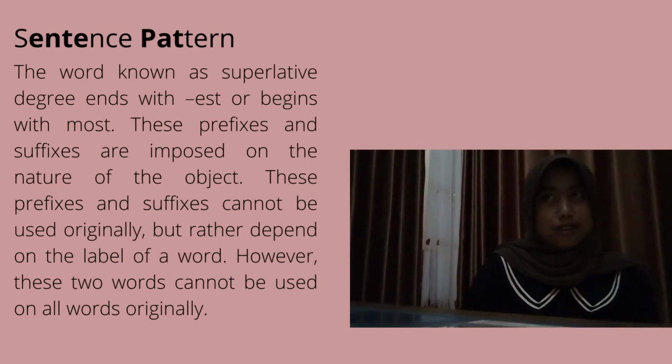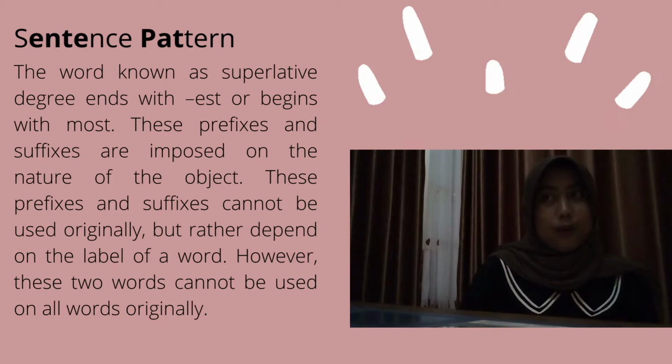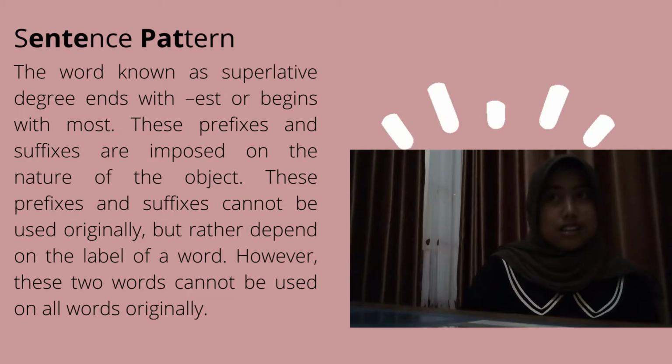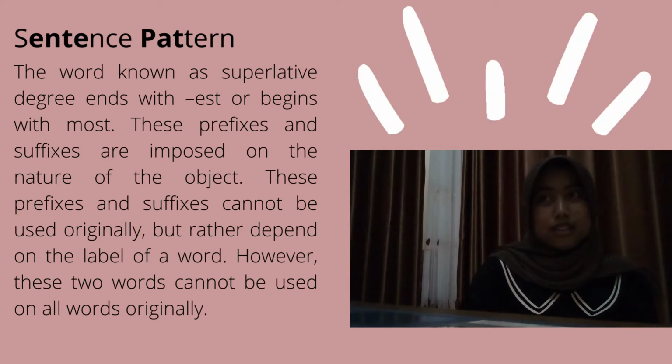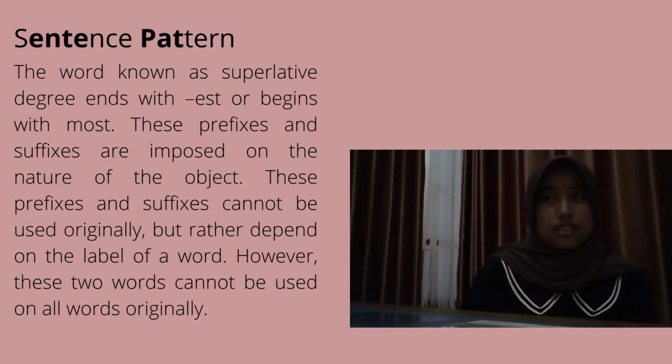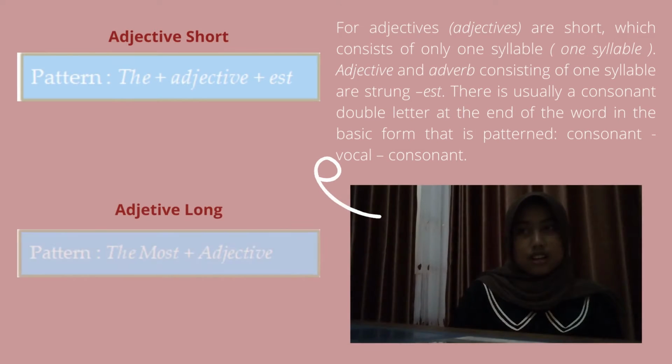I will read you the material with this next sentence pattern. The noun and superlative degree end with est or begin with most. These prefixes and suffixes are imposed on the nature of the object. They cannot be used originally, but rather depend on the syllables of a word. However, these two forms cannot be used on all words originally. In superlative degree, there are two types of formulas that can be used. Among them are as follows.